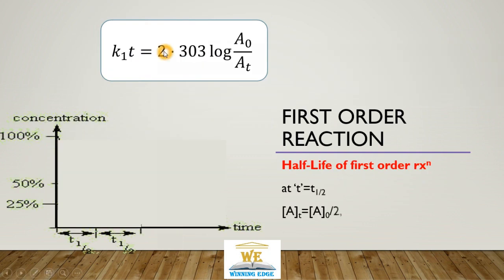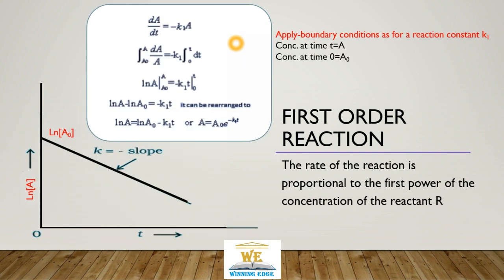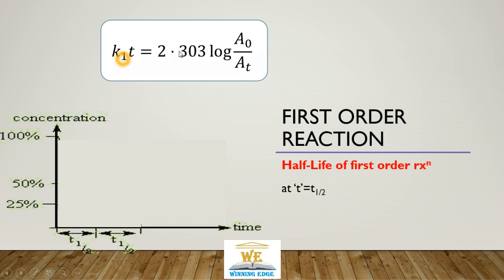Expressing it as 2.303 log A0 by At equal to K1 t, because earlier, in the previous expression, it was A by A0 with the negative sign. Here A0 goes up, so we are getting A0 by At, and the negative sign changes.